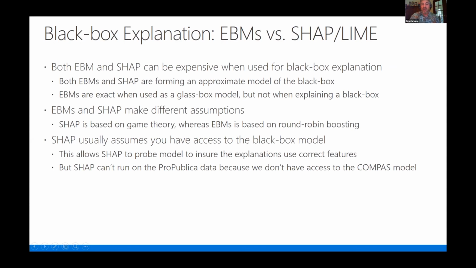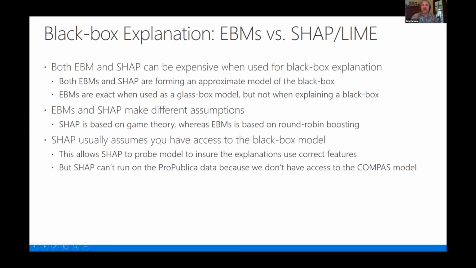SHAP is based on game theory, so you can make proofs about some of the properties of SHAP, whereas EBM is just round robin gradient boosting. So we can't really make any proofs about this. Now, there are different strengths and weaknesses to these things, so you wouldn't necessarily always prefer one to the other, but note that SHAP is at least theoretically a little more sound than EBMs might be when trying to do this black box explanation.